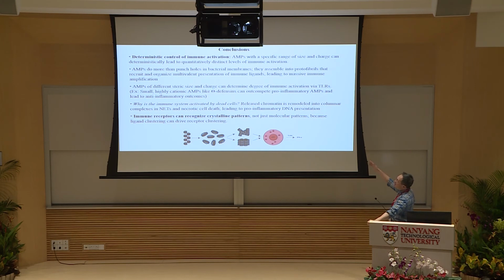But at the same time, you can also imagine anti-inflammatory pathways using peptides like the theta defensins that can outcompete the pro-inflammatory ones and turn things down, and give you results that are emblematic of what you saw with that rheumatoid arthritis mouse model. And we ended with an exploratory project where we looked at what happens to the released chromatin, how it can be remodeled into these columnar complexes in these so-called neutrophil extracellular traps and in necrotic cell death, giving you a pro-inflammatory outcome.